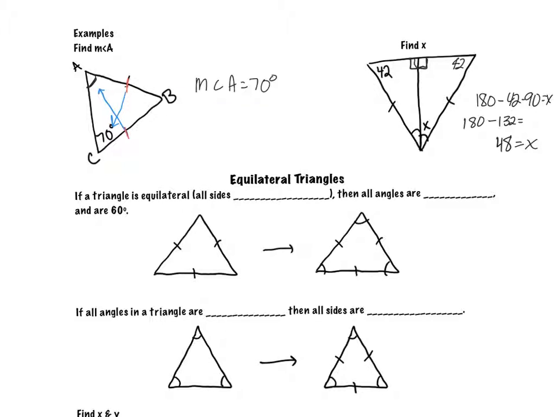All right, equilateral triangles. So these are triangles where all the sides are congruent. So when I have all the sides congruent, it means all the angles are congruent, and they all have to equal 60. They're all 60 no matter what, in an equilateral triangle. Like a scalene triangle? Yeah. Scalene is no sides congruent. So there's no special properties to those ones.